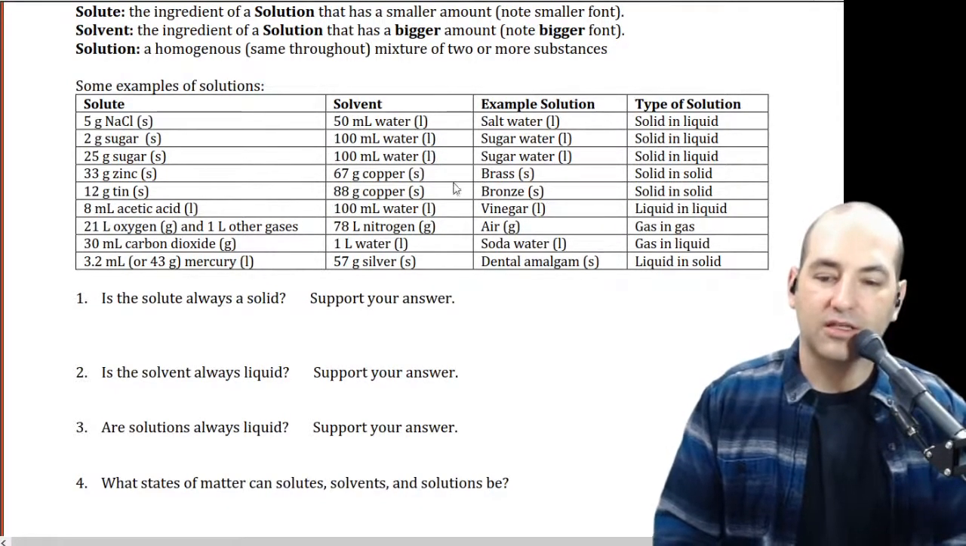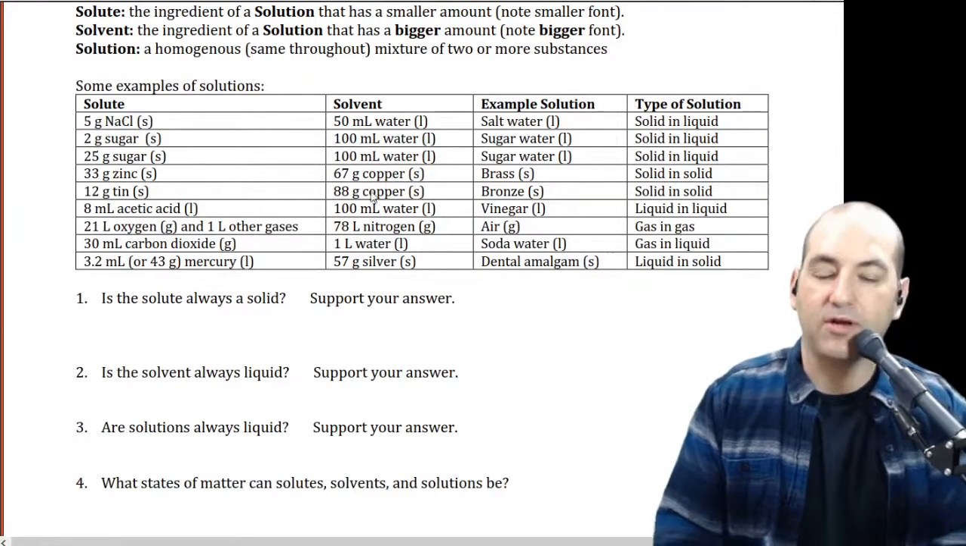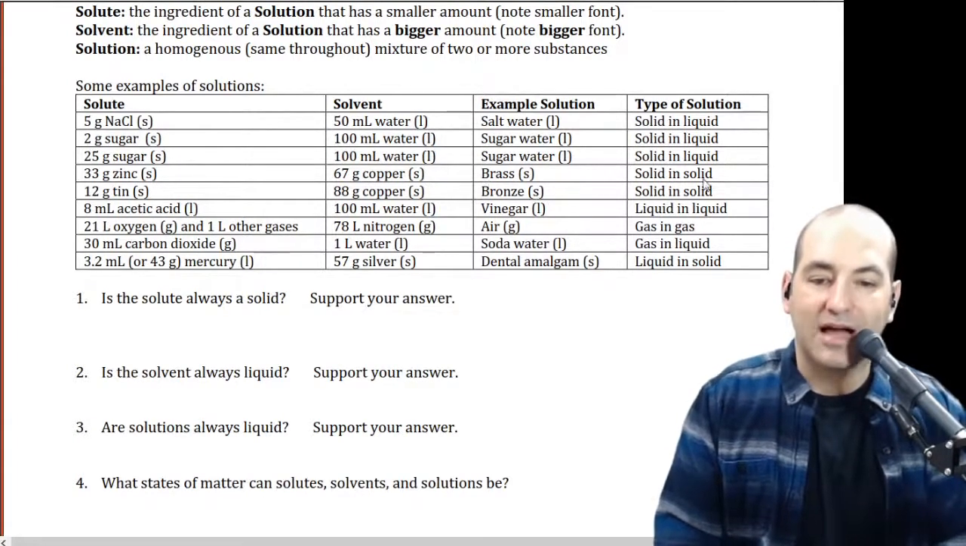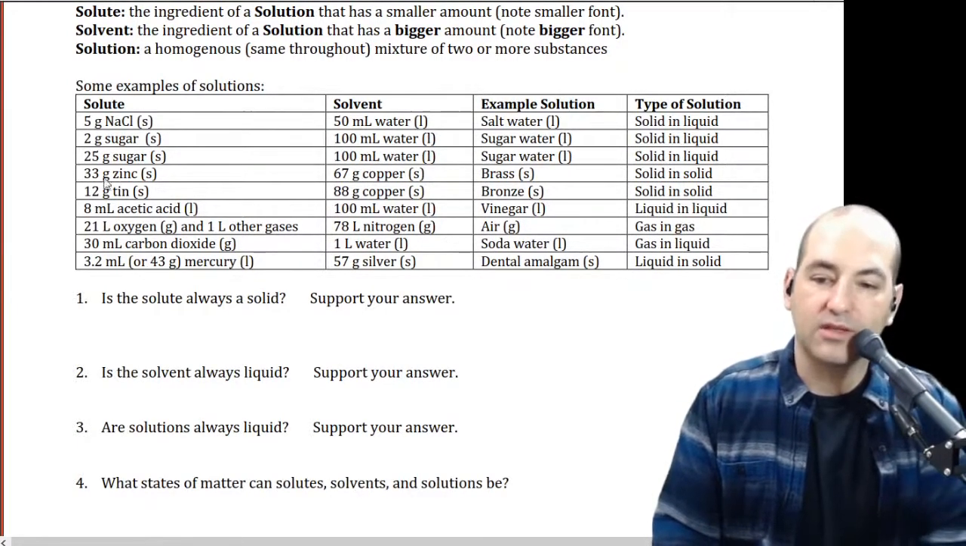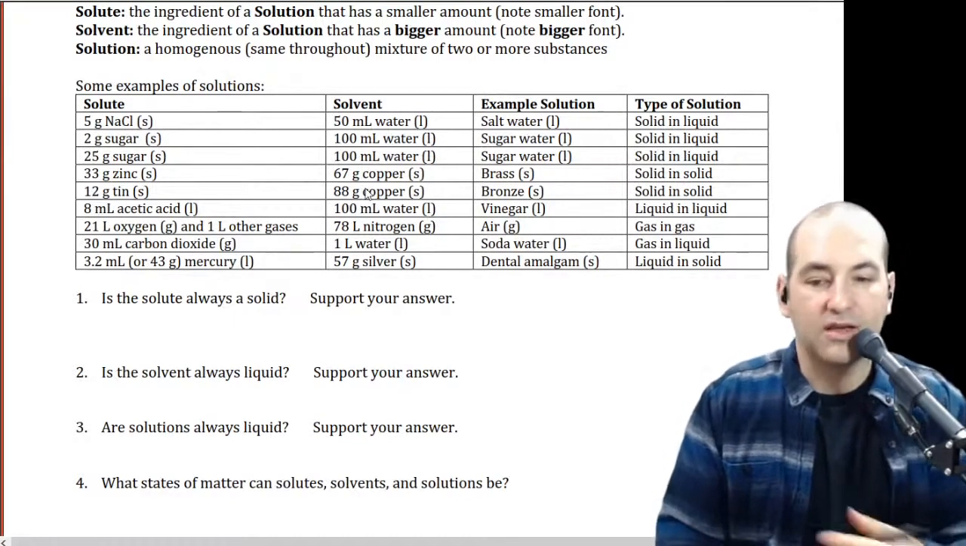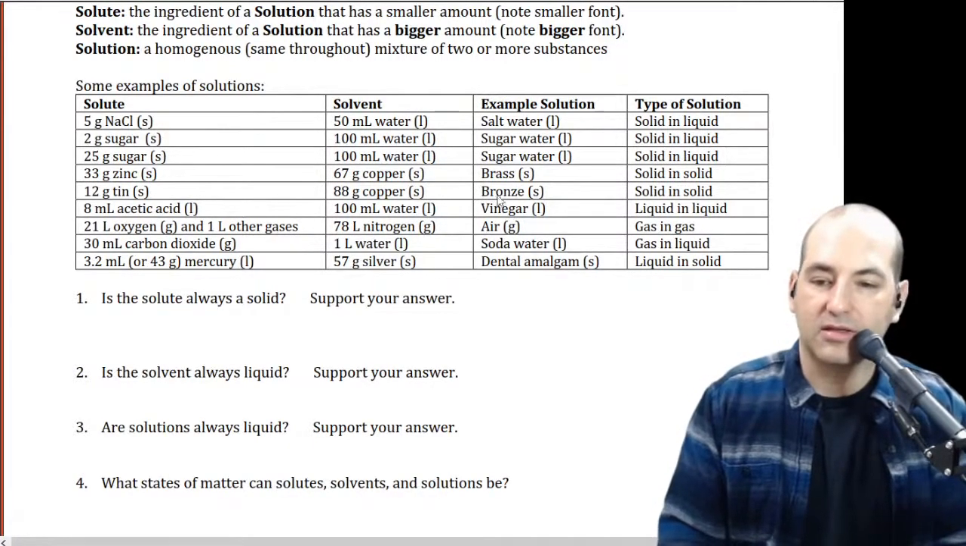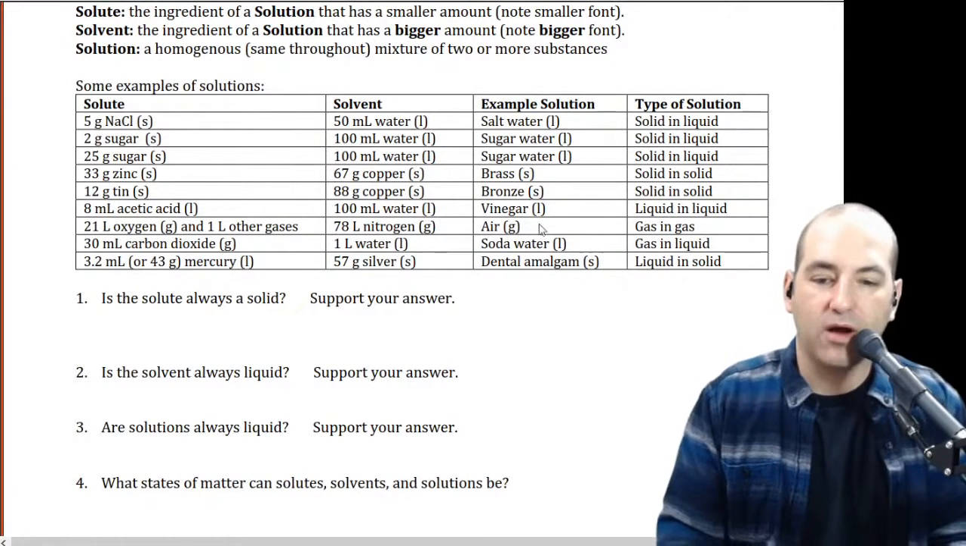But let's also take a look at some of these other ones. So you can take some zinc and you can mix it with copper. You have to melt them together, and you make something called brass, and that's a solution as well because those atoms are intermixed within that new network, and that's a solid in a solid solution. The only reason that zinc is the solute and copper is the solvent and not vice versa is because there's less zinc. If instead we mix some tin in with copper, we have bronze instead of brass. And if we put some acetic acid and some water, we have vinegar. So there's a liquid and liquid solution.